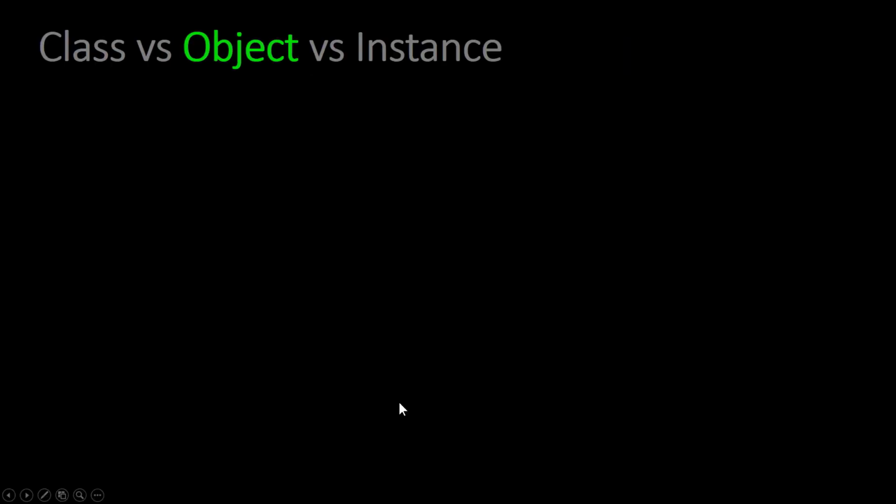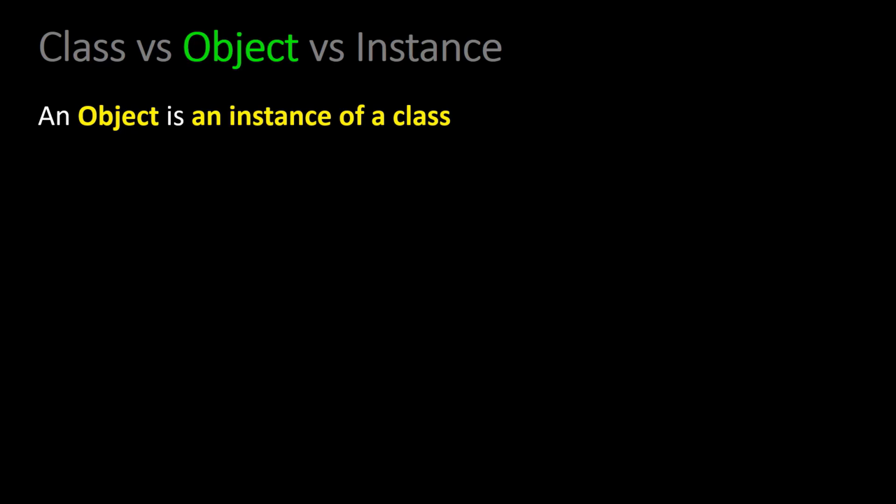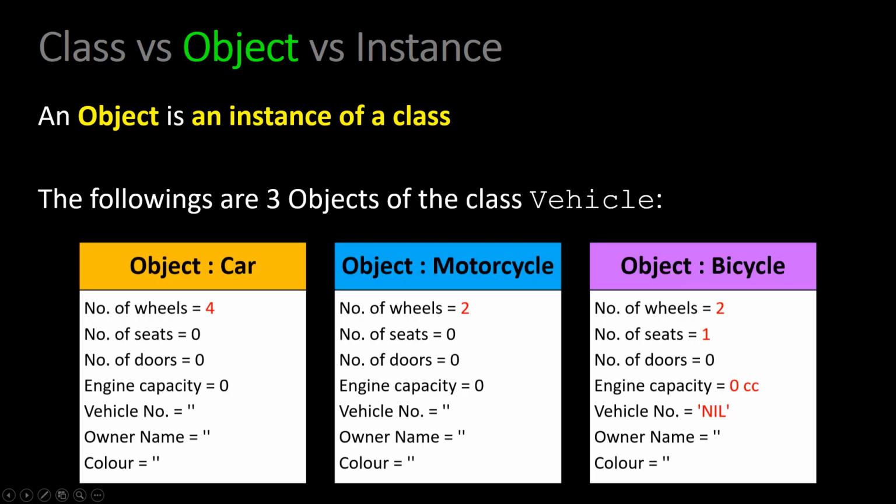Next, what is an object? An object is an instance of a class. We have just mentioned the vehicle class. So what is an object of the class vehicle? The following are three objects of the class vehicle: a car, a motorcycle, or a bicycle.